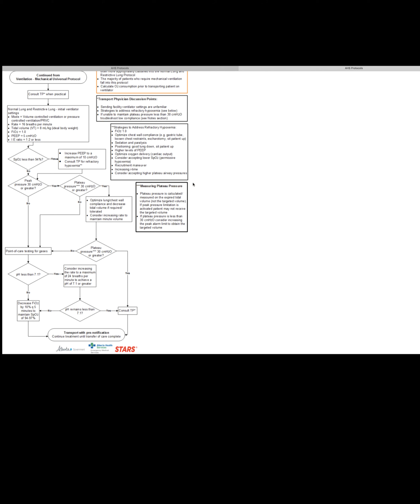Perfect. I think that was a great summary of all the stuff from a refractory hypoxemia perspective. That's an important list to have in your head, and I think it's a good reference as well. So if the patient has high airway pressures, the next question is, if their peak pressure is greater than 30 centimeters of water, if their plateau pressure is greater than 30 centimeters of water, what do we do? This is where I'm going to navigate to another screen here.